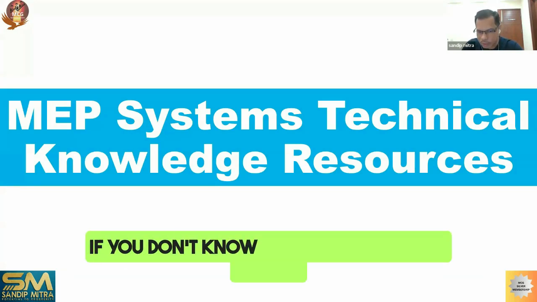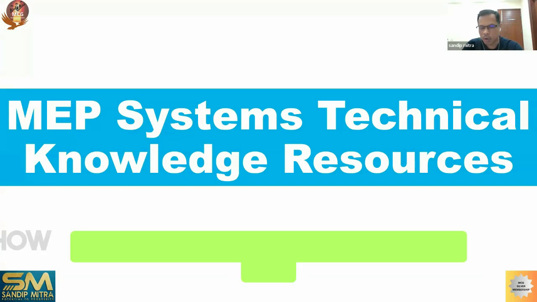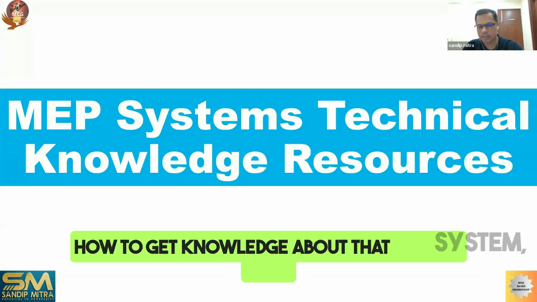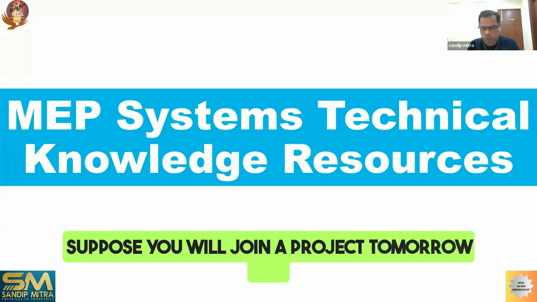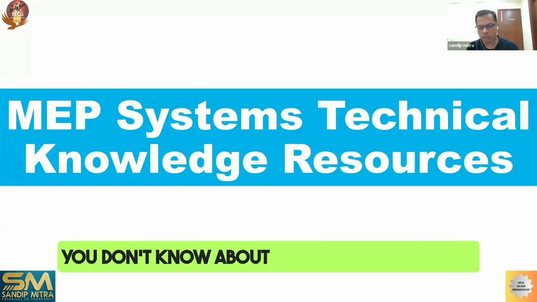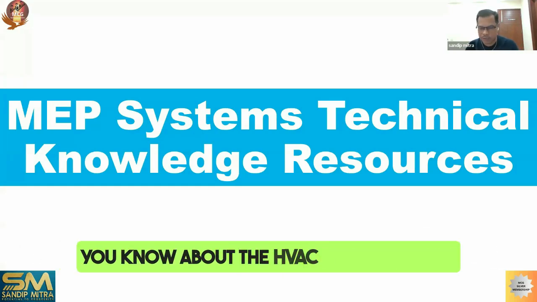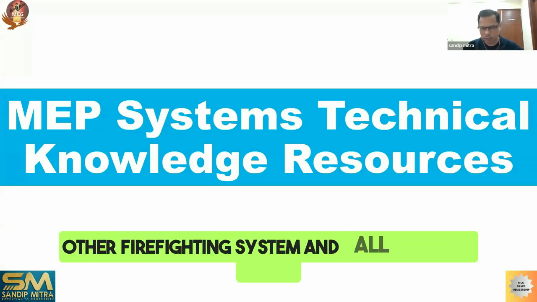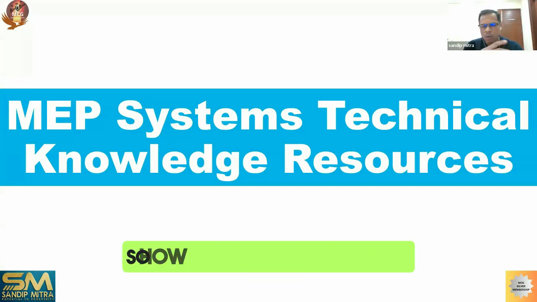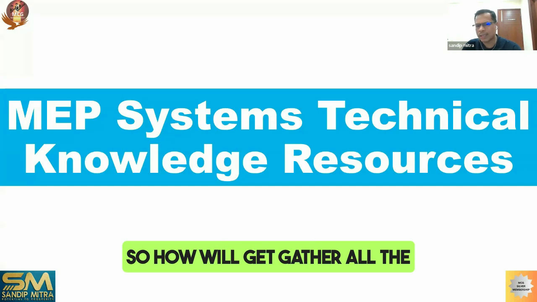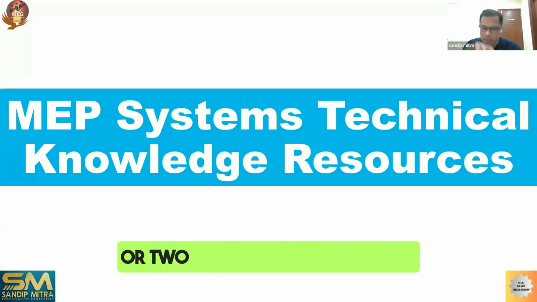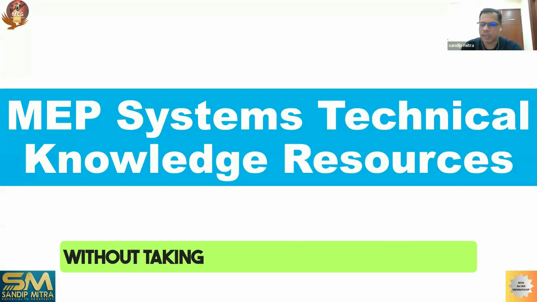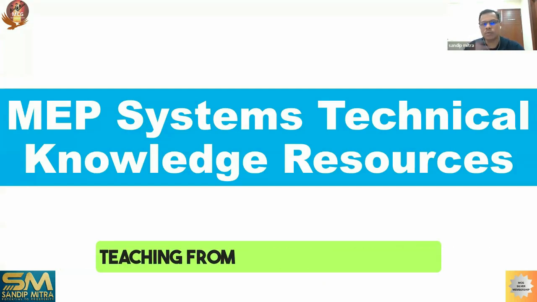If you don't know anything about a system, how do you get knowledge about that system, and what is the process you need to follow? Suppose you join a project tomorrow and you don't know about the electrical system, but you know about the HVAC system, the firefighting system and all those stuffs, right? So how will you gather all the technical knowledge quickly, maybe within 1 month or 2 months in your project, without taking any learning or teaching from somebody else?